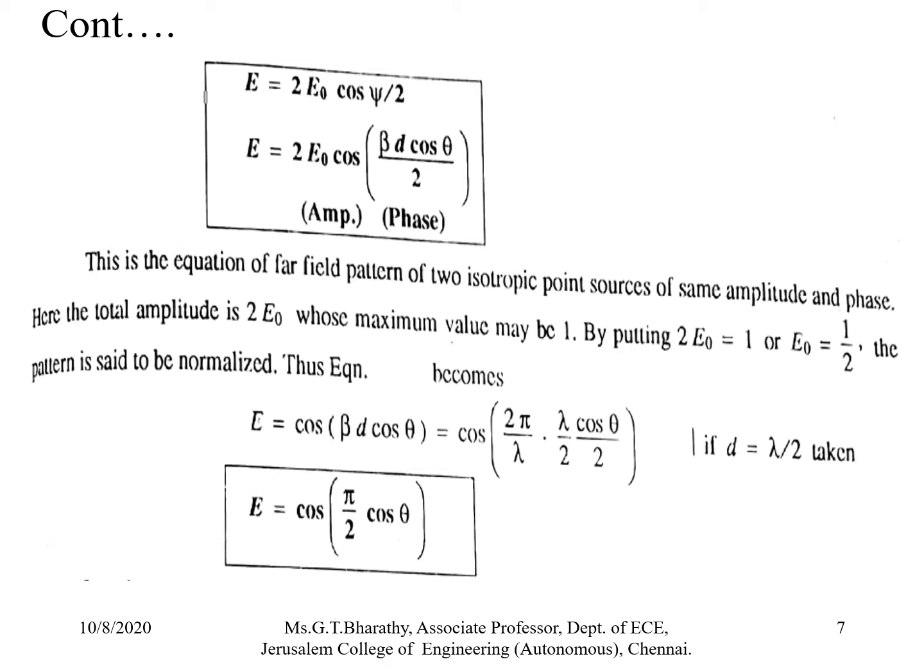So substituting beta is equal to 2 pi by lambda, and substituting d, the distance between the two sources, as lambda by 2, half wavelength, we can get the expression for the total field E as E is equal to cos of pi by 2 cos theta. So using this we can find the half power points, maxima point and minima point.